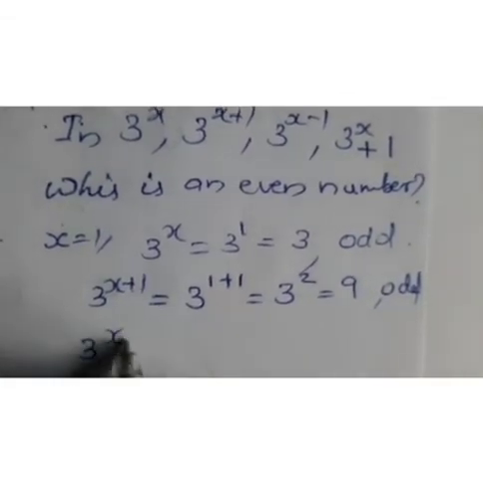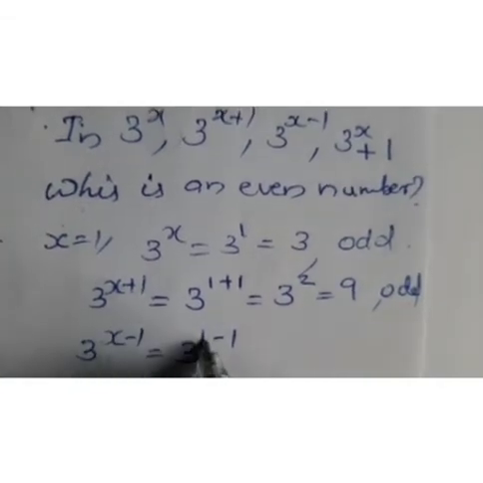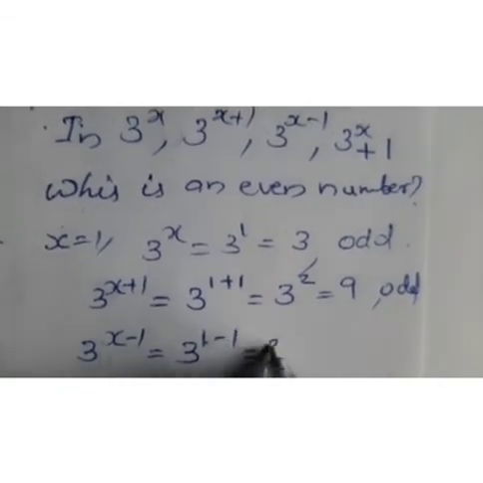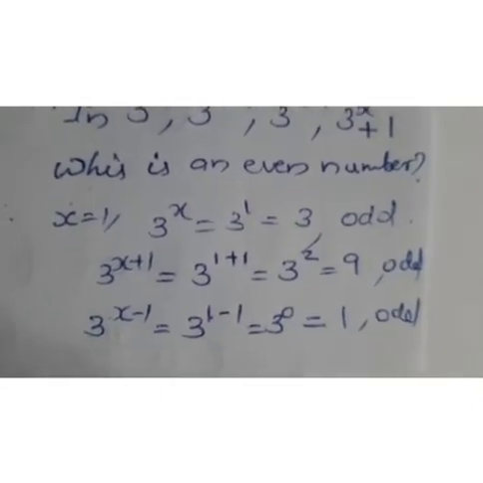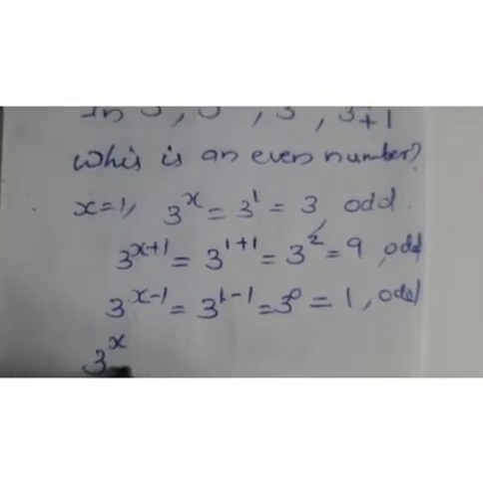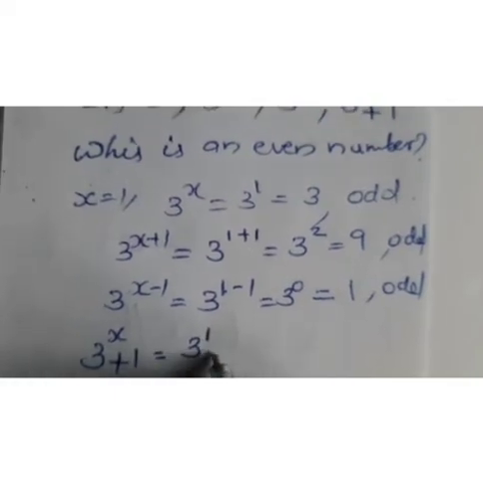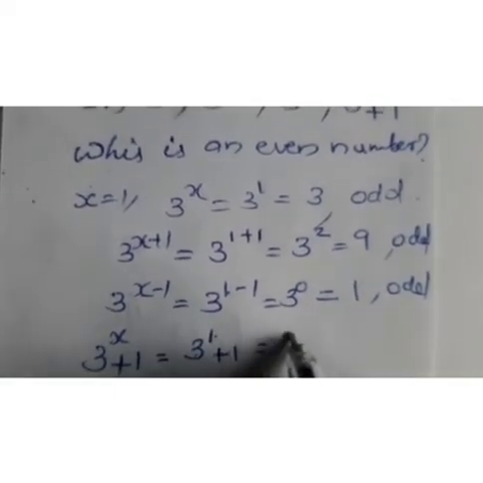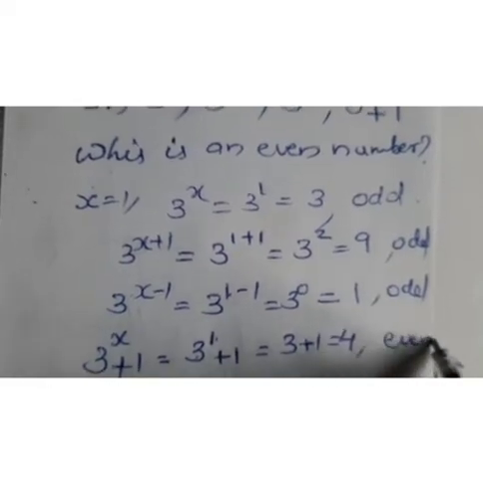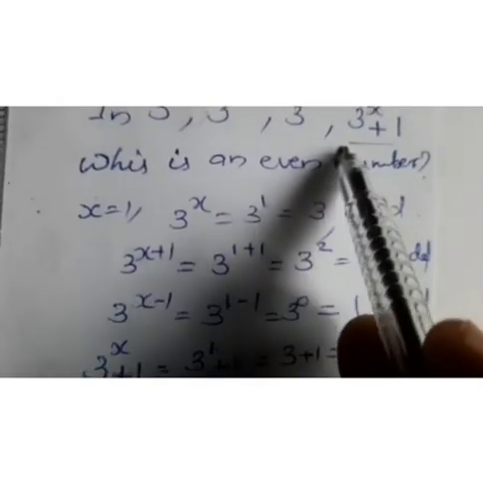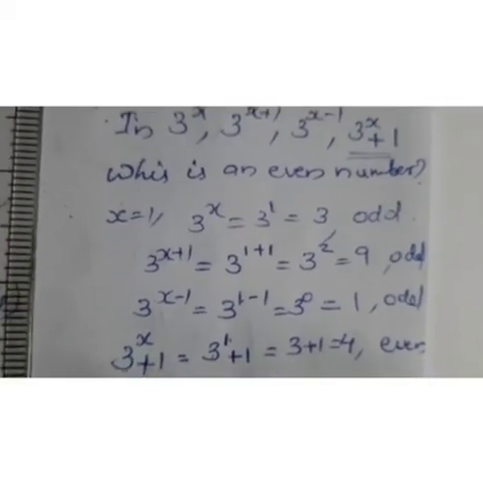Then 3 raised to x minus 1. 3 raised to 1 minus 1. Instead of x, give 1. 1 minus 1 is 0. So 3 raised to 0 is 1. That is also an odd number. Next, 3 raised to x plus 1. 3 raised to x is 1, plus 1. 3 raised to 1 is 3. 3 plus 1 is 4. So that is an even number. So which is an even? 3 raised to x plus 1 is an even number.